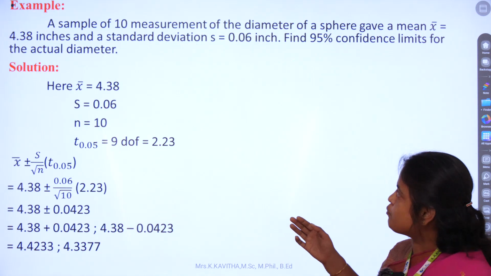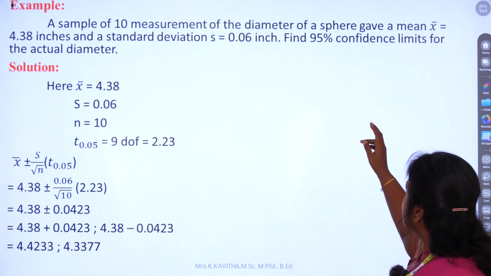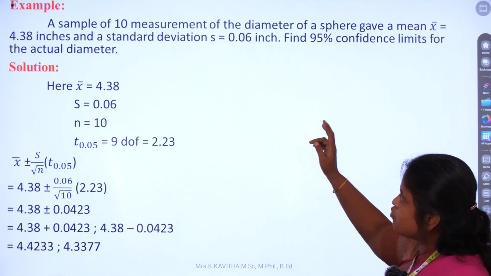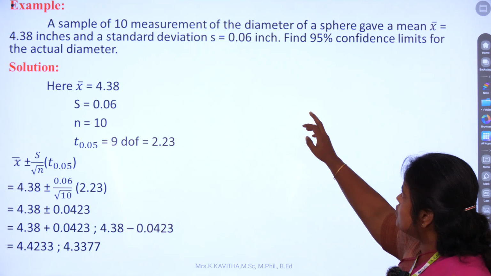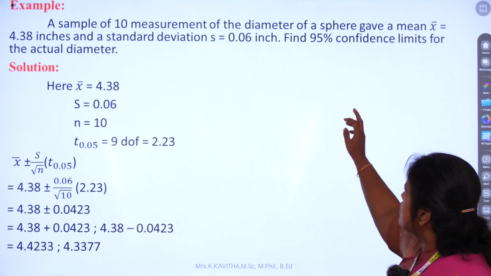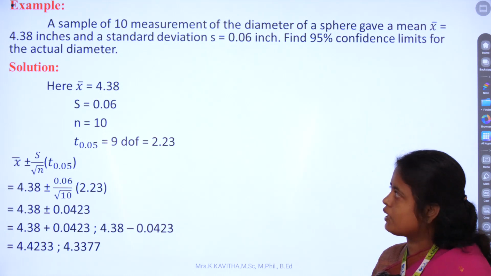Then we will see the next problem. A sample of 10 measurements of the diameter of a sphere gave a mean x bar equal to 4.38 inches and a standard deviation s equal to 0.06 inch. Find the 95% confidence limit for the actual diameter.